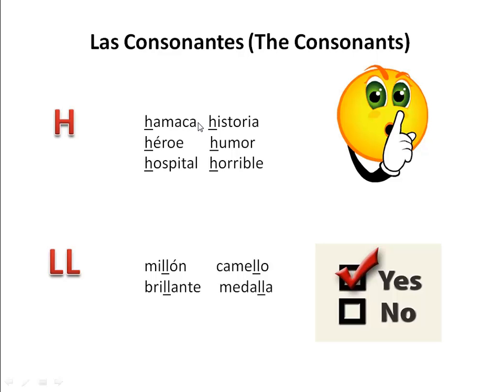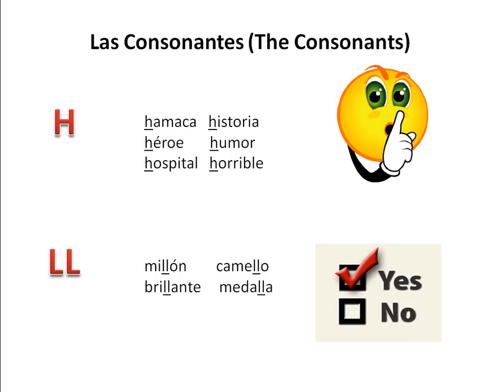For example, the first one, hamaca. And maybe you don't know what a hammock is. A hammock is a thing that you lay in. A lot of times on the beach, it's hanging between two palm trees. It's just something to be in that you can lay in and be comfy and take a nap. And so that's pronounced hamaca.